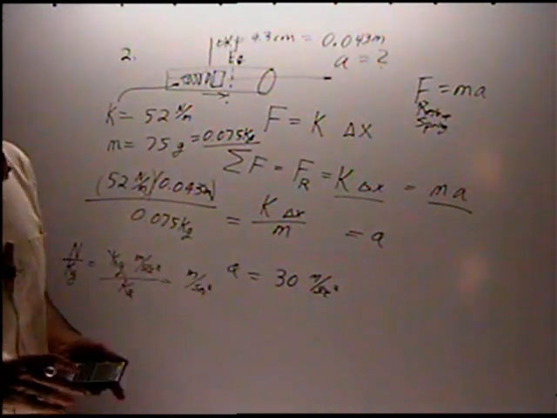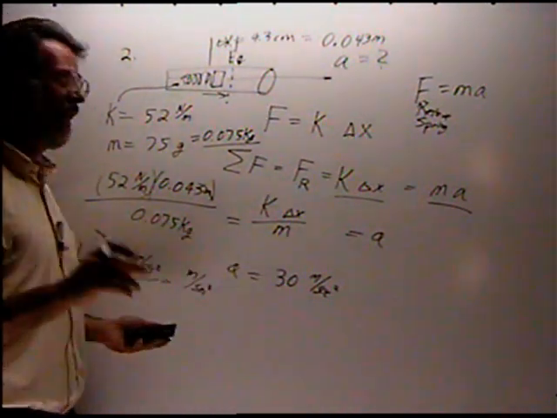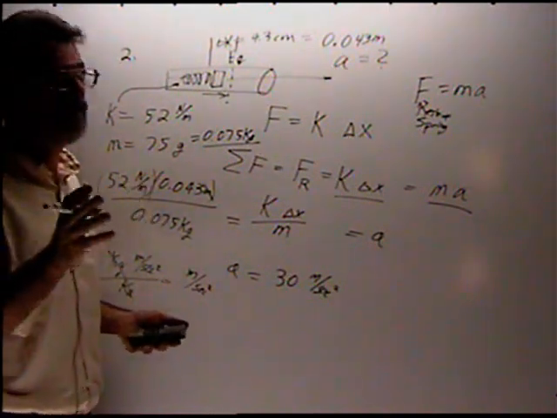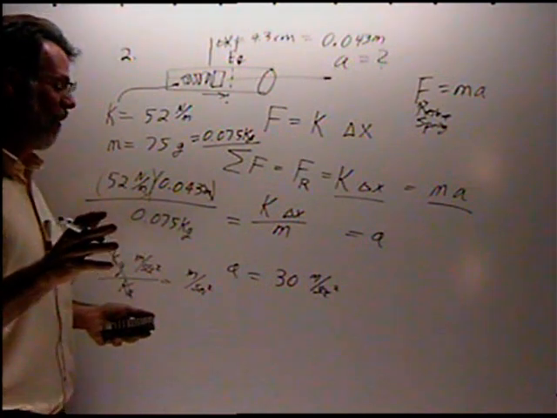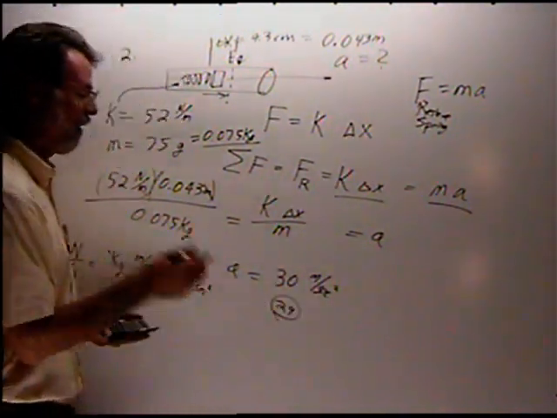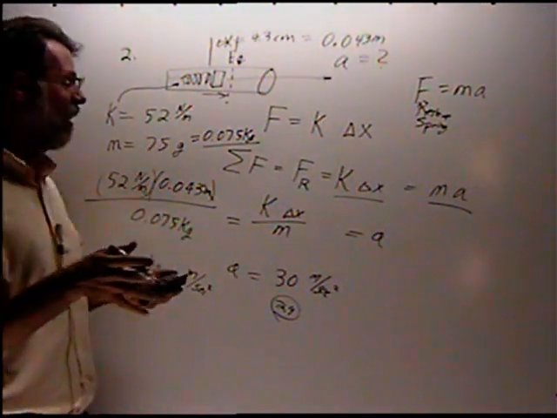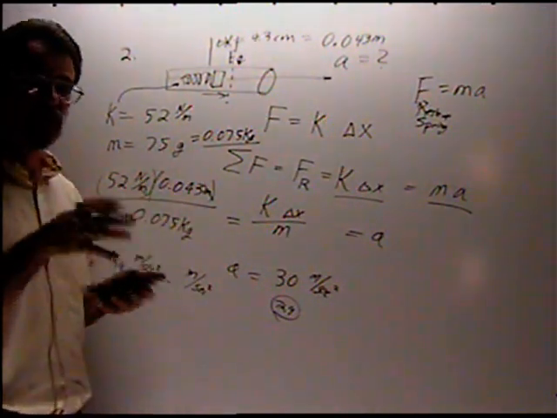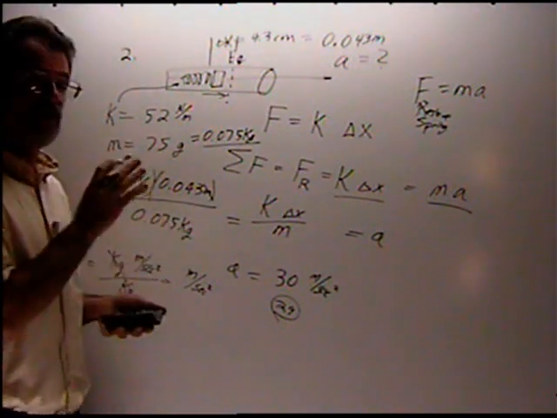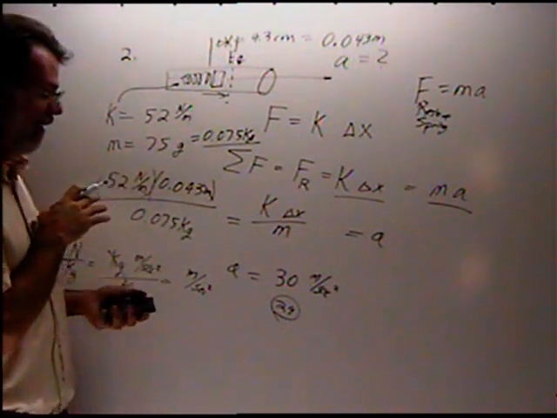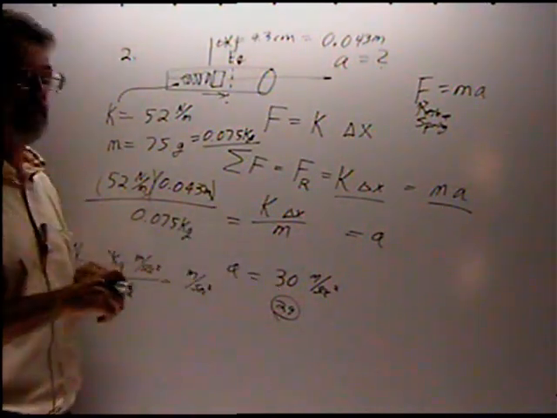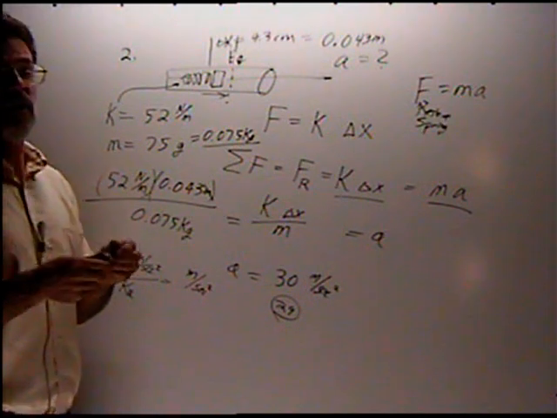I think the book gets the answer 29. It's probably because of a round-off error. I suspect, because the book often does this, that they broke it up into two steps and rounded off at the first step, whereas I just did it all in one fell swoop, which I think is more appropriate. I would only round off at the very end. That's why I get a number a little bit different. This is a round-off problem.